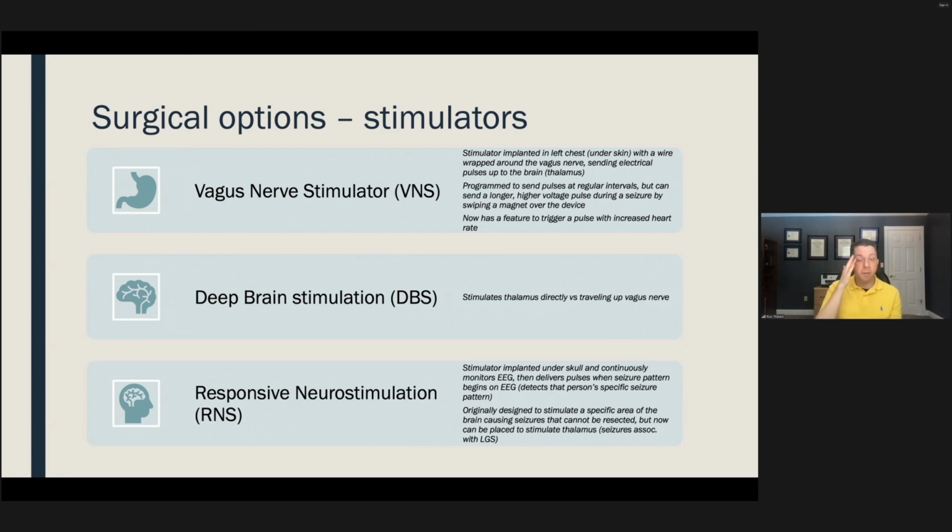What's really cool about the responsive neurostimulation is that it actually records EEG data and continuously tracks it. It gets trained to recognize the seizure patterns for that specific person, and when it sees a seizure pattern starting, it zaps. So it's not like the VNS, which is just zapping all the time. It will recognize a seizure, which could even be before you see it clinically, and then give the signal. So it's a pretty cool new surgical option that we didn't have a few years ago that we do now.